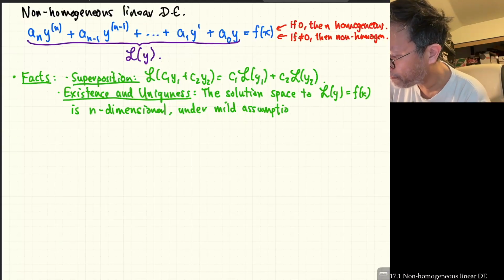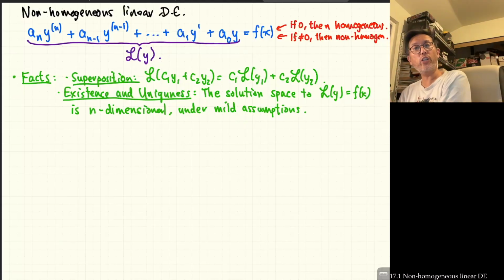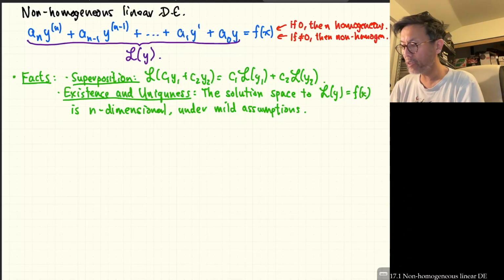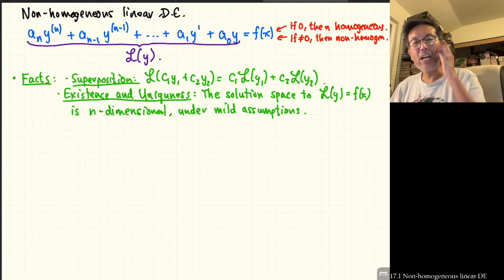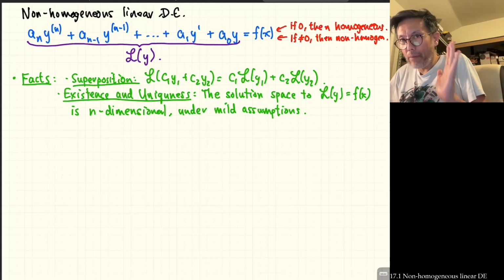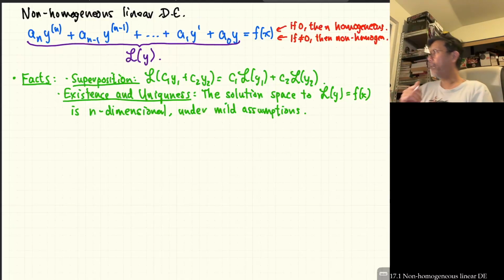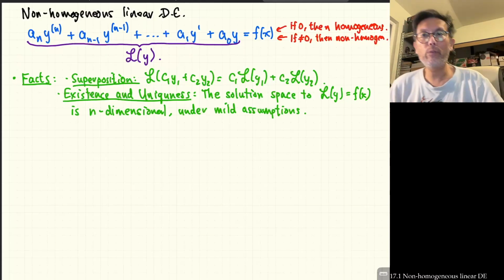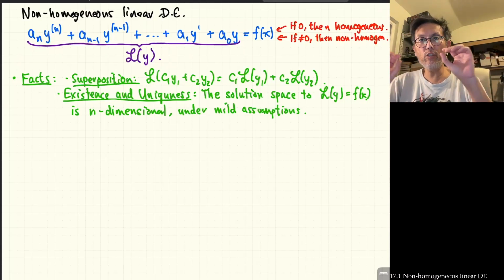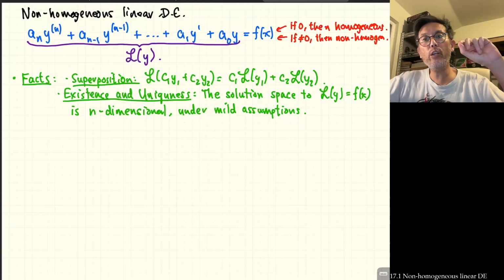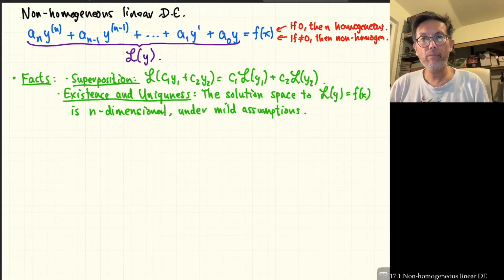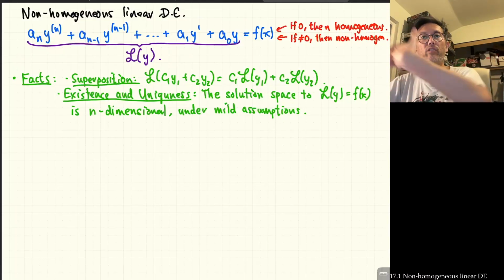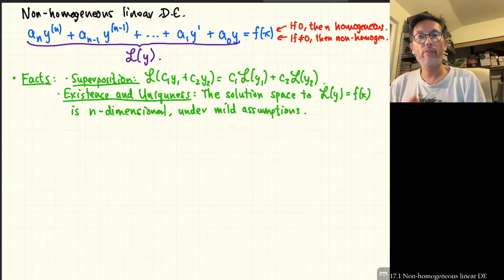So first of all, what do I mean by the solution space? I mean the set of all functions y which satisfy this differential equation. It's an n-dimensional space. What do I mean by that? It sort of means that in the general solution there are going to be n degrees of freedom that you get to turn the knobs on and still generate solutions as you adjust those knobs.